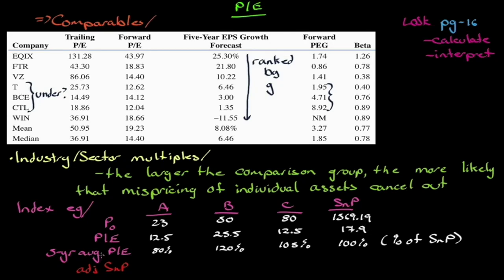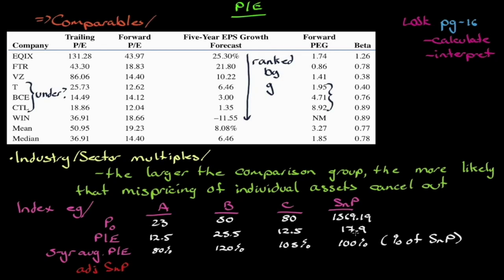But when we look at the 5-year average PE for company A, it's always been about 80% of the S&P 500 index, as a percentage of the S&P. So it's always run about 80% over the past 5 years. B, over the past 5 years, has run consistently about 120% of whatever the S&P was. So as the S&P PE fluctuates, B tends to fluctuate as well, but at about 120% of the value, and C runs about 105% based on a 5-year average.